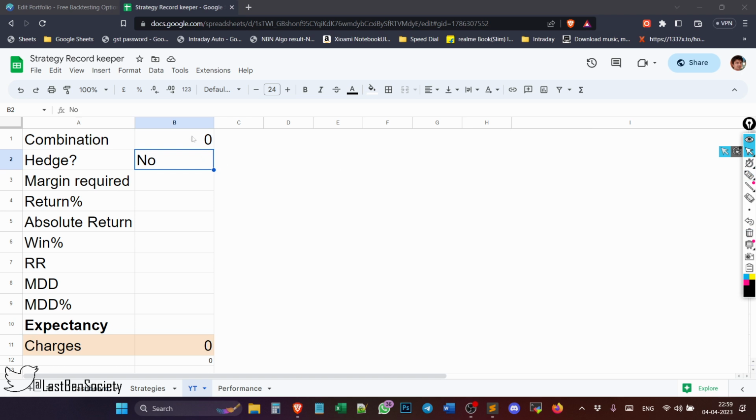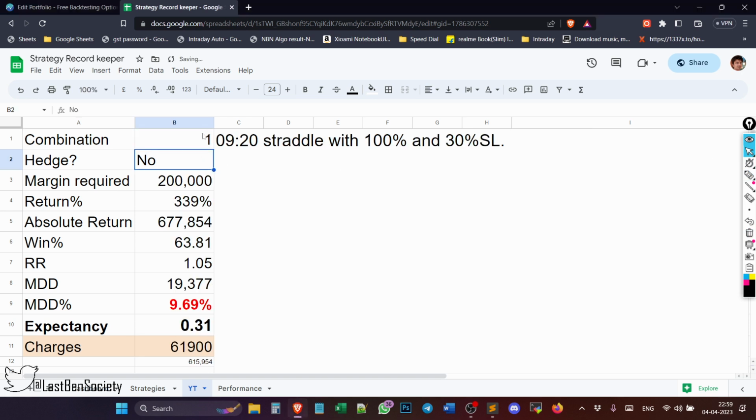All you have to do now is go and keep putting some random trades at some random times. Even if you take this trade at 928 or 929 or 950, whatever time you wish to take, this strategy is going to make you money. That is the whole point here.